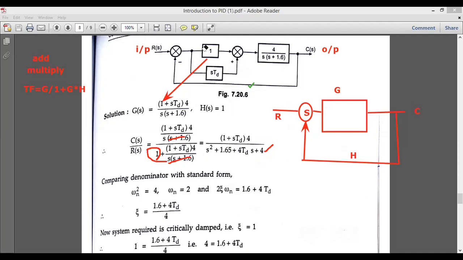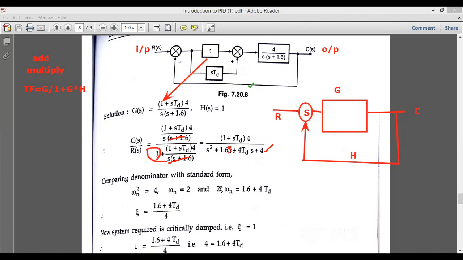There is a small mistake here: they have not written S here. So you should enter the value of S also. Instead of S, they have written something like a 5. It is not 5, it is S. So make a small correction. You can just put a correction here. Here it is 1.6 S.